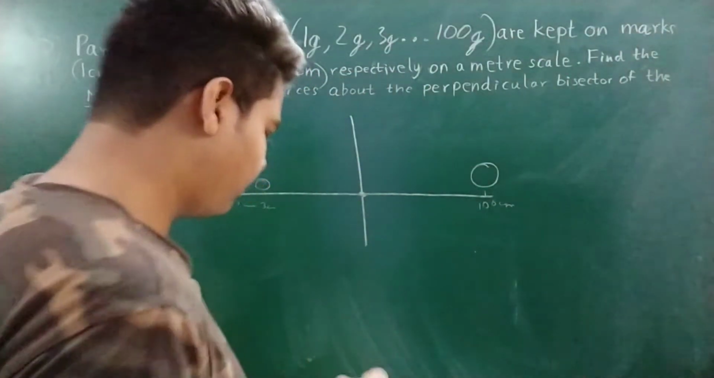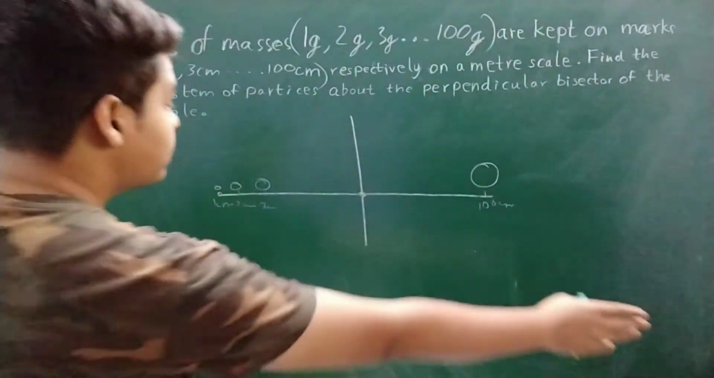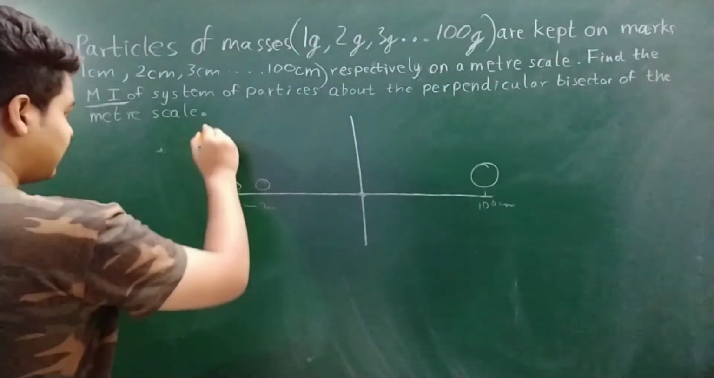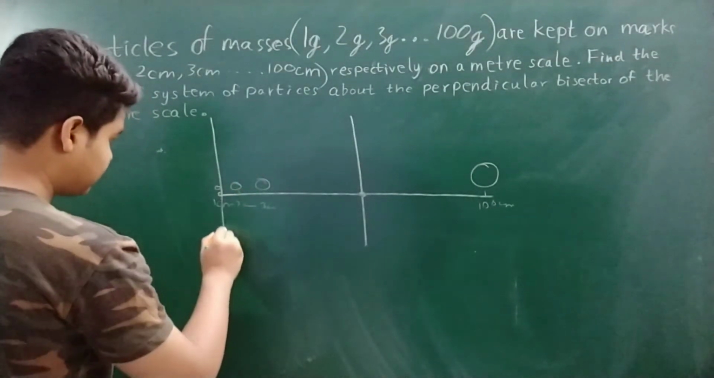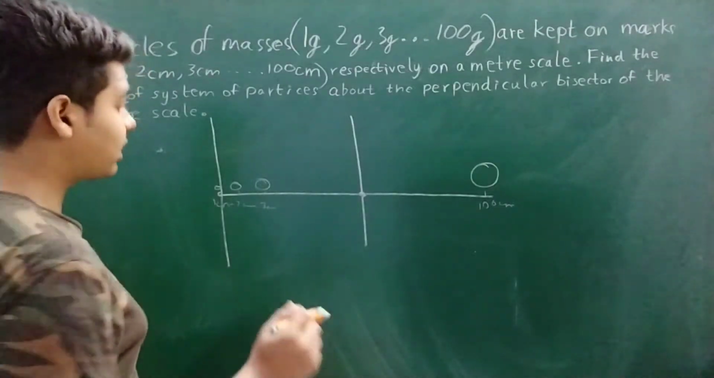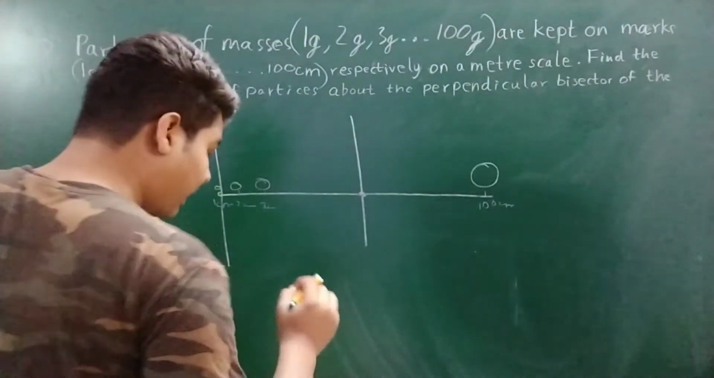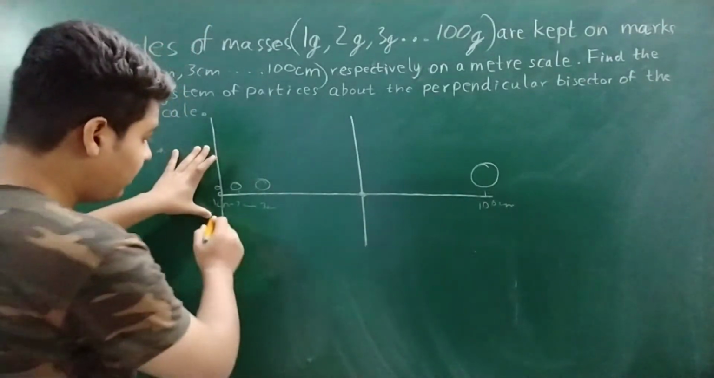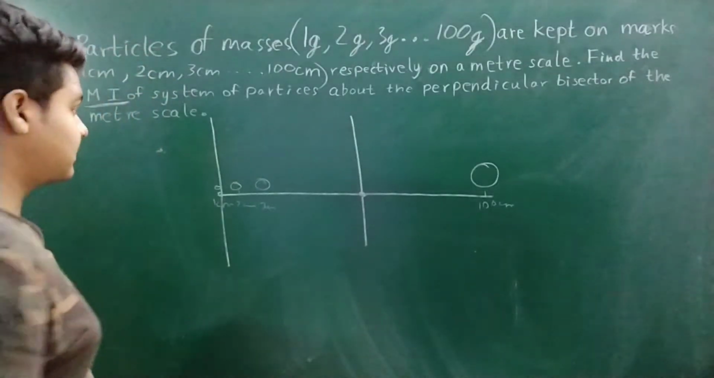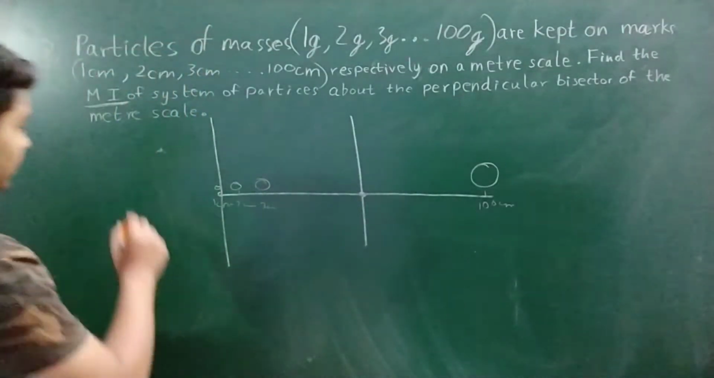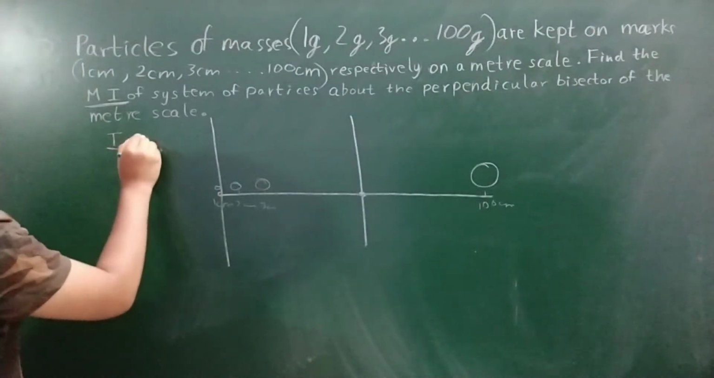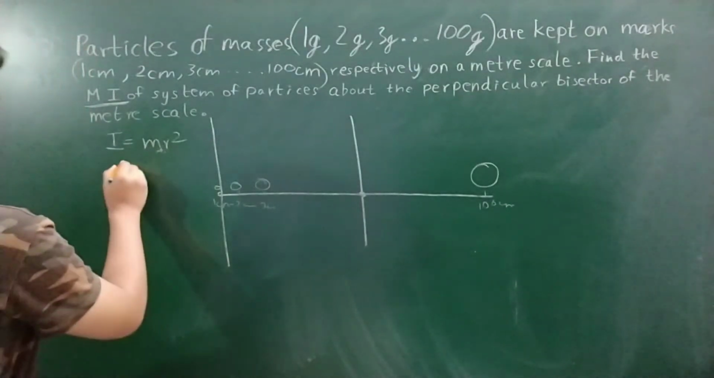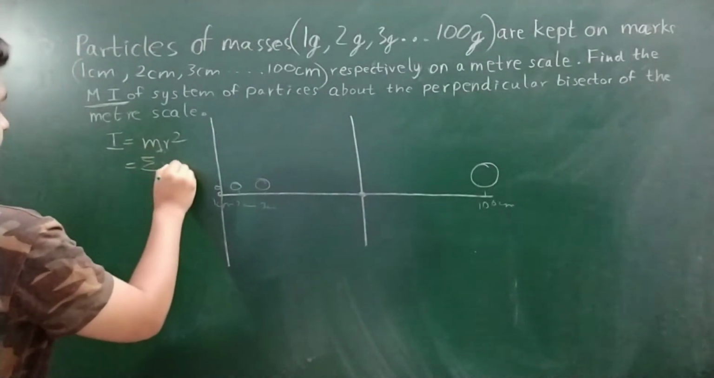So first what I'll do, I'll find the moment of inertia of this total system of particles. So for this I'll just consider an axis at the end, or you can say at the tip of the scale, because at the tip we all know that if we calculate the moment of inertia, it will be for the total system of particles. Now what is the formula of moment of inertia? It is I is equal to mr square. Okay, the total moment of inertia will be summation of mr square.